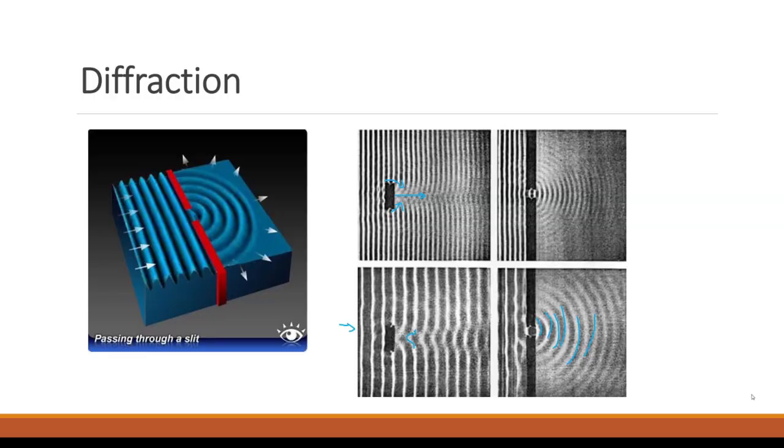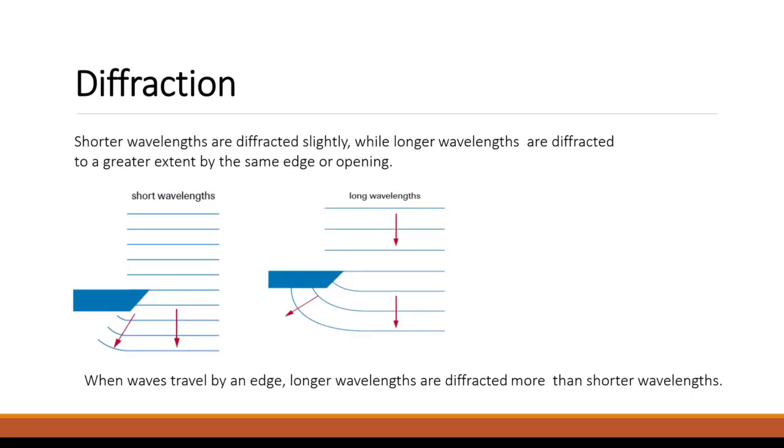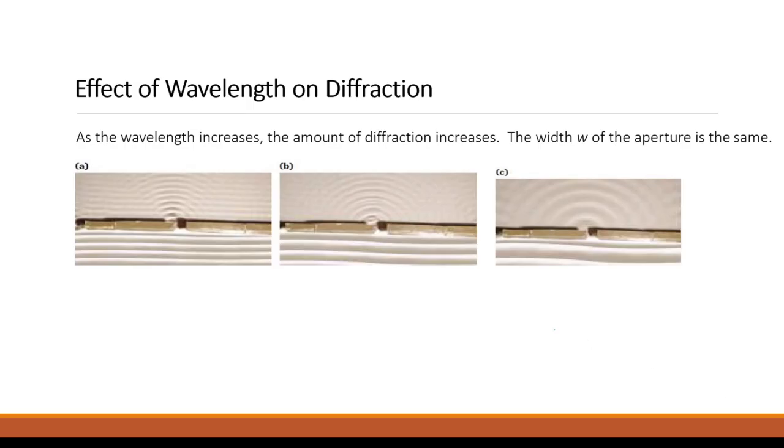So we said diffraction depends on wavelength. And so explicitly, shorter wavelengths are diffracted slightly, while longer wavelengths are diffracted much greater by the same edge or opening. So we can see here, short wavelengths, kind of what we had in the first example, short diffraction, and by the same barrier, longer wavelengths, we get much more diffraction. And this also follows true for not just edge obstacles, but the aperture, like our holes in the boundary obstacles.